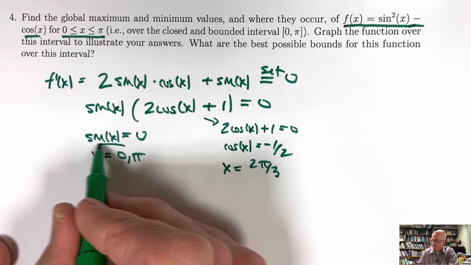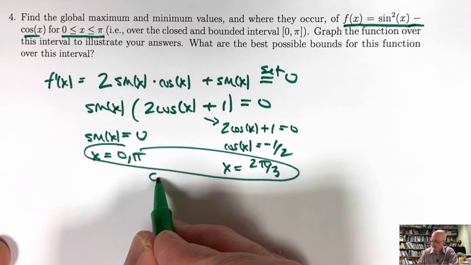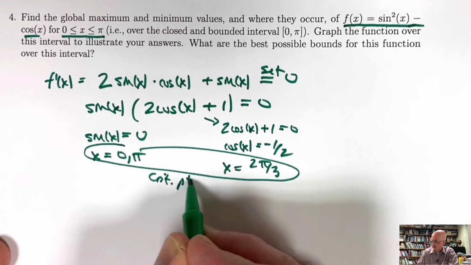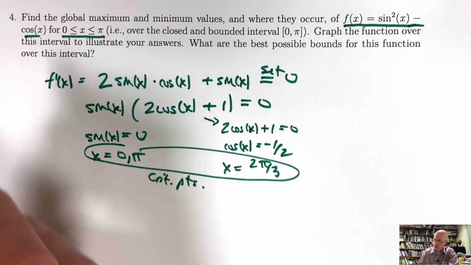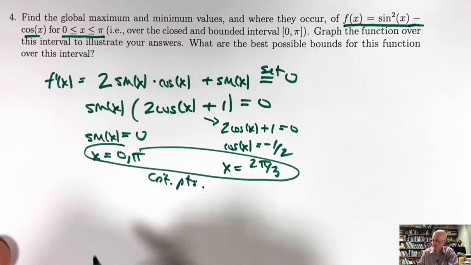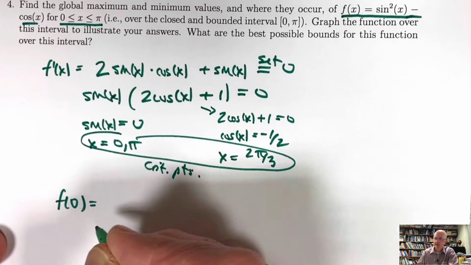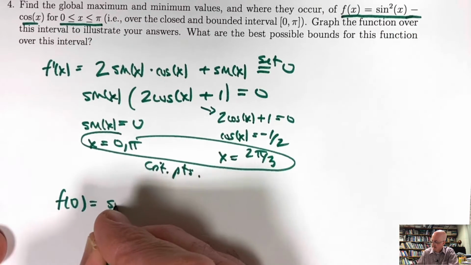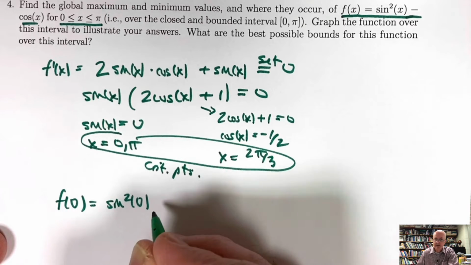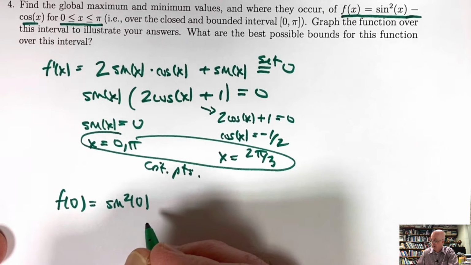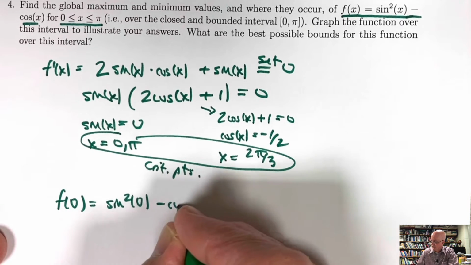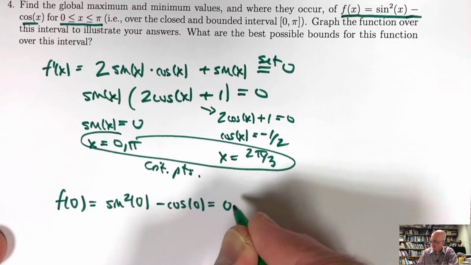So these 3 points put together are your critical points, and they are all in the interval, though again, the first 2 do also happen to be the left and right endpoints. All right, now let's check function values. f of 0 is sine squared 0, which means sine of 0, quantity squared, minus cosine of 0. Sine of 0 is 0.